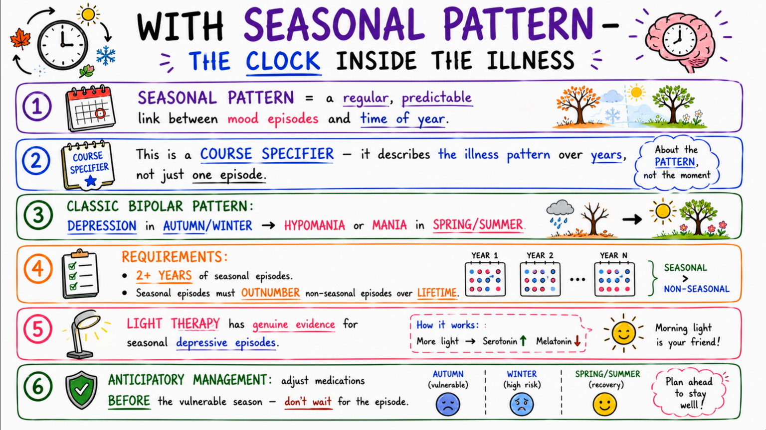Light therapy has genuine evidence for seasonal depression. It's the treatment specifically linked to this specifier, and the clinical principle is anticipatory management. Adjust the treatment plan before the vulnerable season arrives, not after the episode has already started.